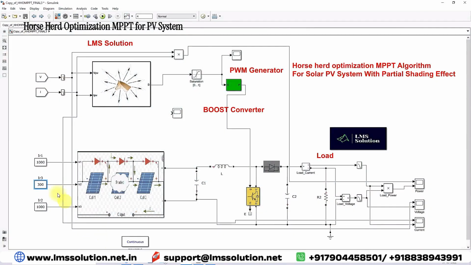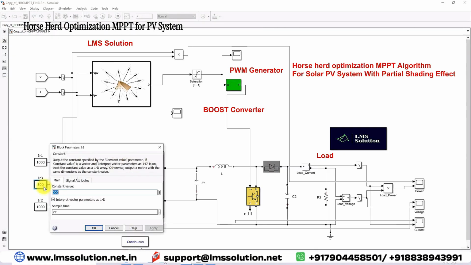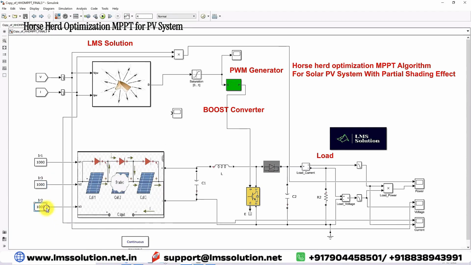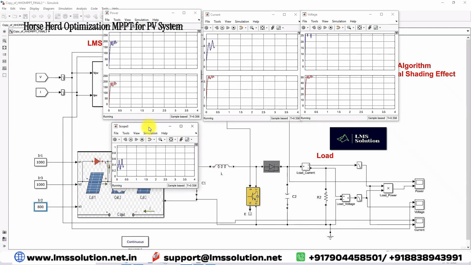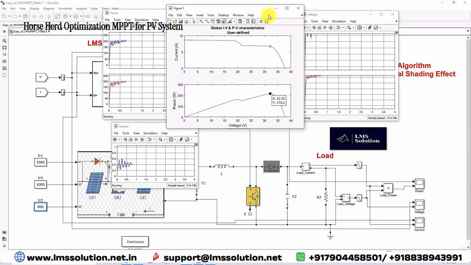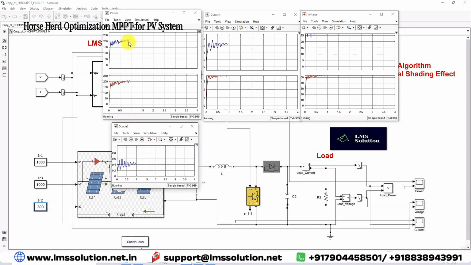So I'm going to fix the irradiation for the second panel at 1000 and the third at 800, and simulate the model. We will check the result of the system for the irradiation 1000, 1000, 800. The PV panel power should be around 215.2 watts. Here you can see that the PV panel power reaches almost 215 watts. For that condition also, the maximum power is extracted from the solar PV panel under partial shading effect by means of the cascade optimization MPPT algorithm for solar PV system under partial shading effect.